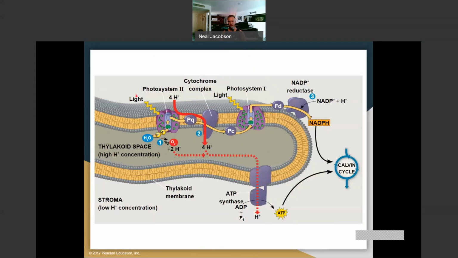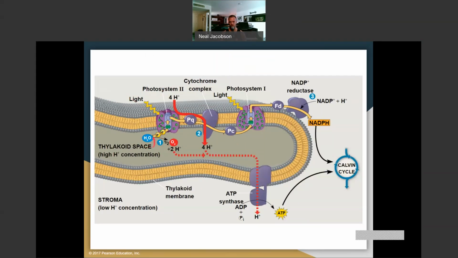Okay, so let's start with step one. Light is going to come in and strike this solar panel here called photosystem 2. Photosystem 2 is then going to take water, which is why plants need water, and strip the electrons away from it. That makes oxygen gas as a byproduct, and that oxygen gas just diffuses out. That's why plants are able to make oxygen: they take the electrons from water.